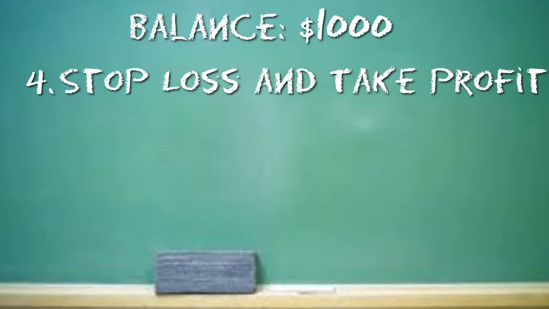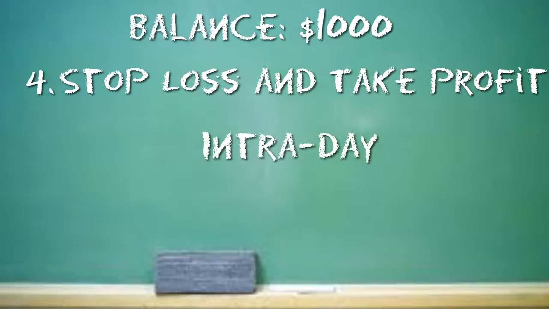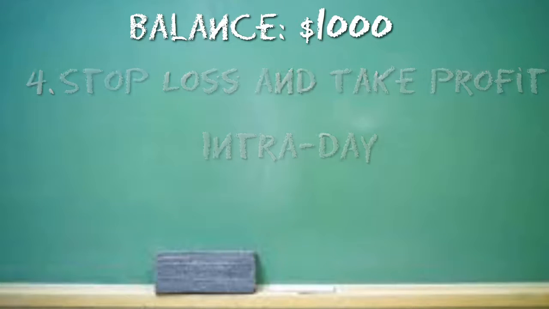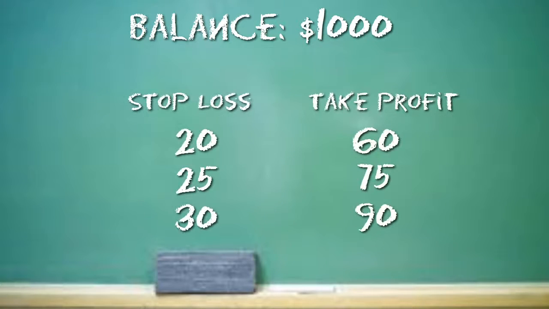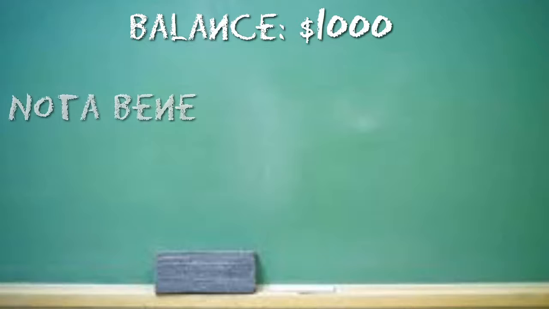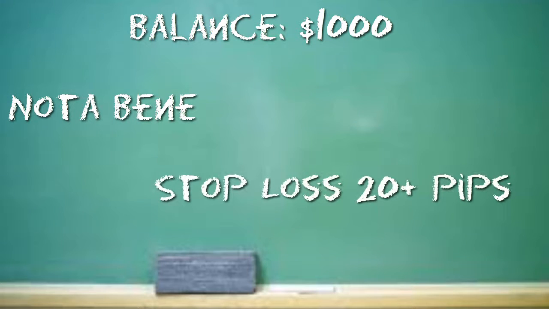Our stop loss to take profit ratios, in accordance with our risk reward ratio of 1 to 3, will be 20 to 60 or 25 to 75 or even 30 to 90. Now, you don't want to find yourself placing a stop loss of less than 20 pips. You're likely to get stopped out even when the movement is in your favor, simply because of fluctuations. So take note, your stop loss should be 20 pips or more.